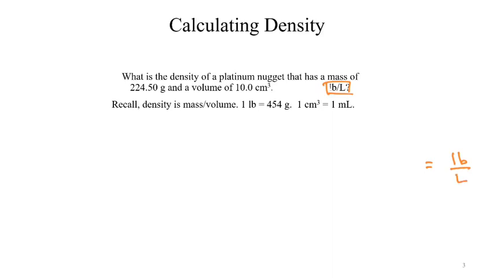Something that can be useful is to acknowledge that pounds is a measure of mass and that liters is a measure of volume. That is entirely illegible, so I'm going to rewrite that. We're solving for pounds per liter. This is mass, and this is volume. That's not much more legible, but hopefully it's a little bit easier. I now want to go back to my given information and decide what I want to use. I'm for sure given this 224.50 grams. I'm for sure given this 10.0 centimeters cubed.